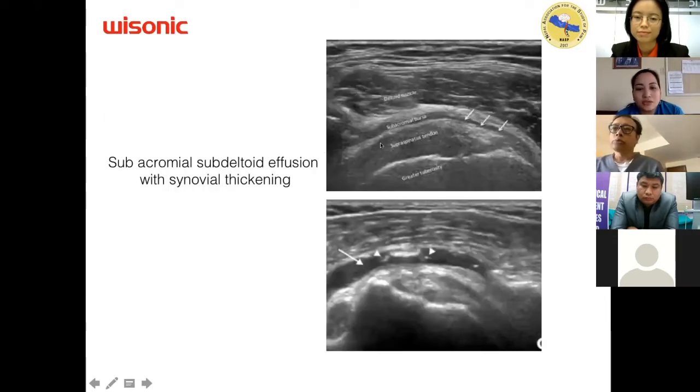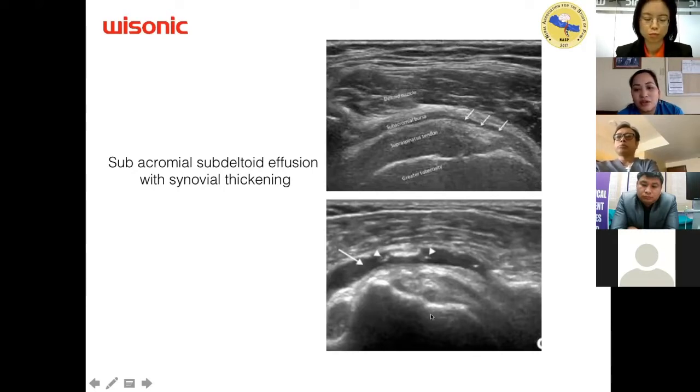This is another image showing the effusion inside the subacromial subdeltoid bursa. Remember that we counted the layers from the top: skin, subcutaneous tissue, the deltoid muscle, and then the white hyperechoic line, which now is a two-layered line with a hypoechoic fluid collection inside it. There's also thickening of the synovium. If you can see, it is almost 0.5 centimeter thick on both sides, and there is marked effusion inside the bursa, below which is the supraspinatus tendon and the greater tuberosity.